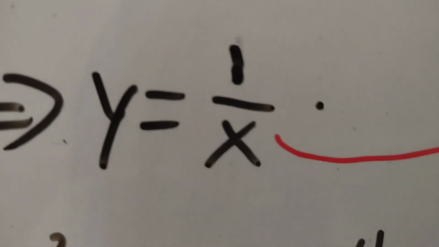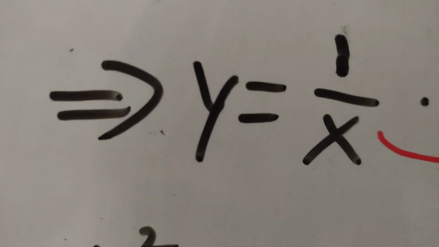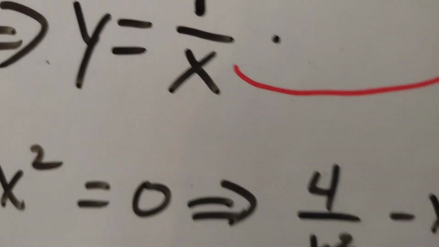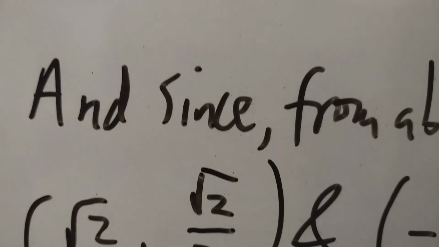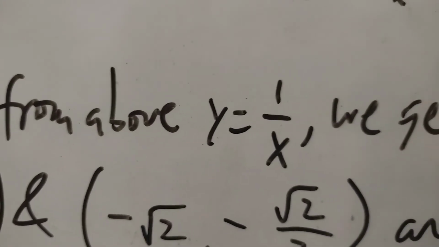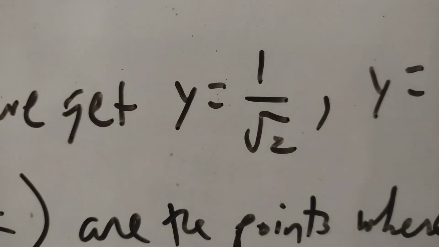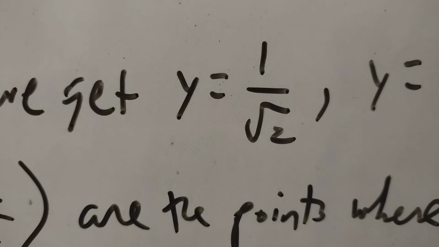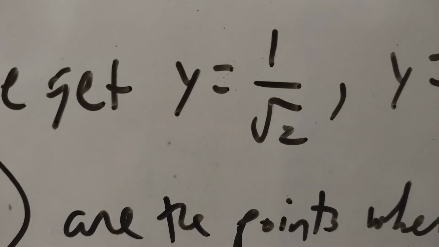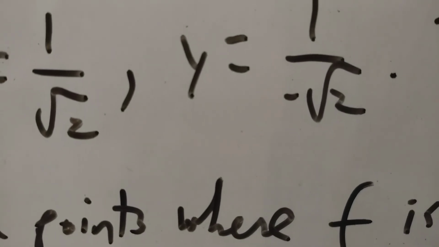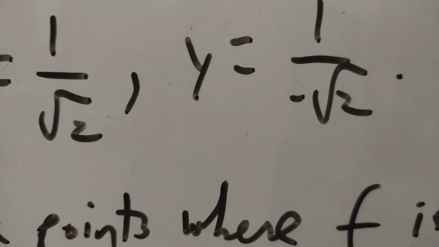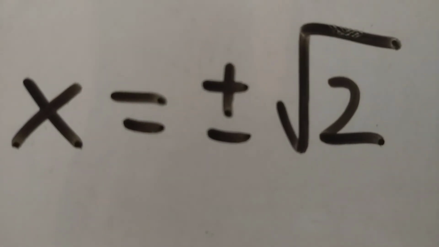So we found previously that y is equal to 1 over x. So if x is plus or minus the square root of 2, let me go down here. And since from above y equals 1 over x, we get y is equal to 1 over the square root of 2, comma, y equals 1 over negative the square root of 2, because y was equal to 1 over x. And don't forget, for x, we got plus or minus the square root of 2.